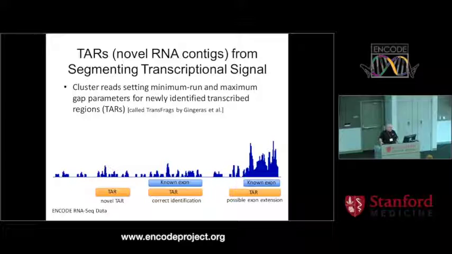Now, the way we analyzed that sort of data at the time, because as I said, it was tiling array data, was with algorithms such as MinRun and MaxGap in order to identify regions that were transcribed. At the time, I think we called these regions TARs, transcription active regions, or alternatively transfrags. So if you looked at the signal map along from the tiling arrays, you could segment the signal into regions that are transcribed.